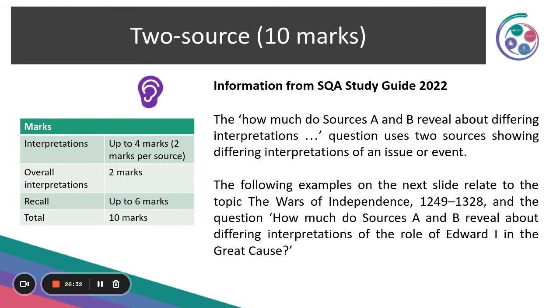So, information from the SQA Study Guide 2022. The "how much do sources A and B reveal about differing interpretations" question uses 2 sources showing differing interpretations of an issue or an event. Now there's some examples on the next slide. They're related to the Wars of Independence. You might not do this, but it's just useful to see the structure and how it's laid out.